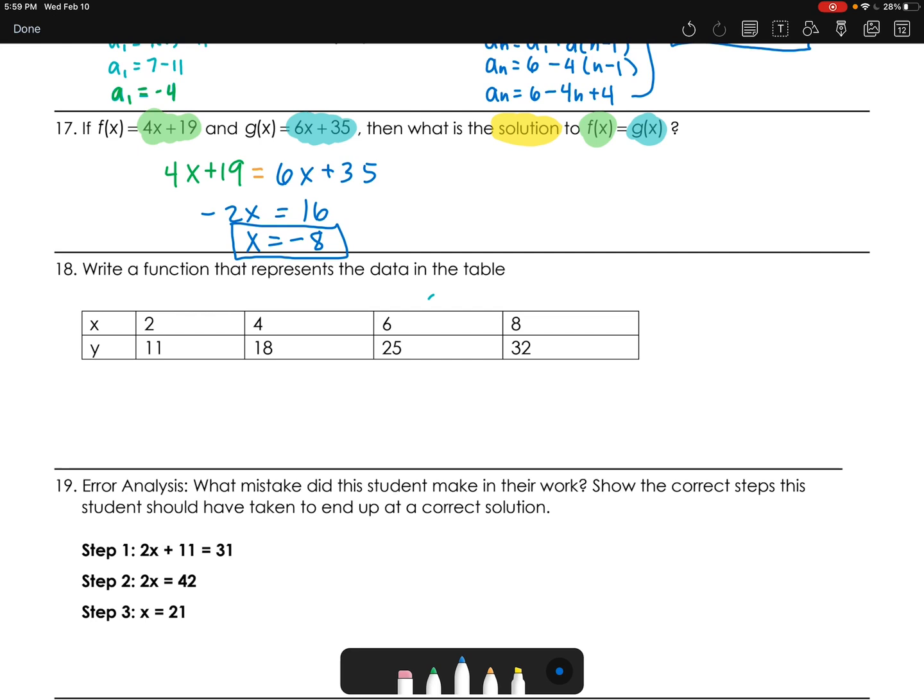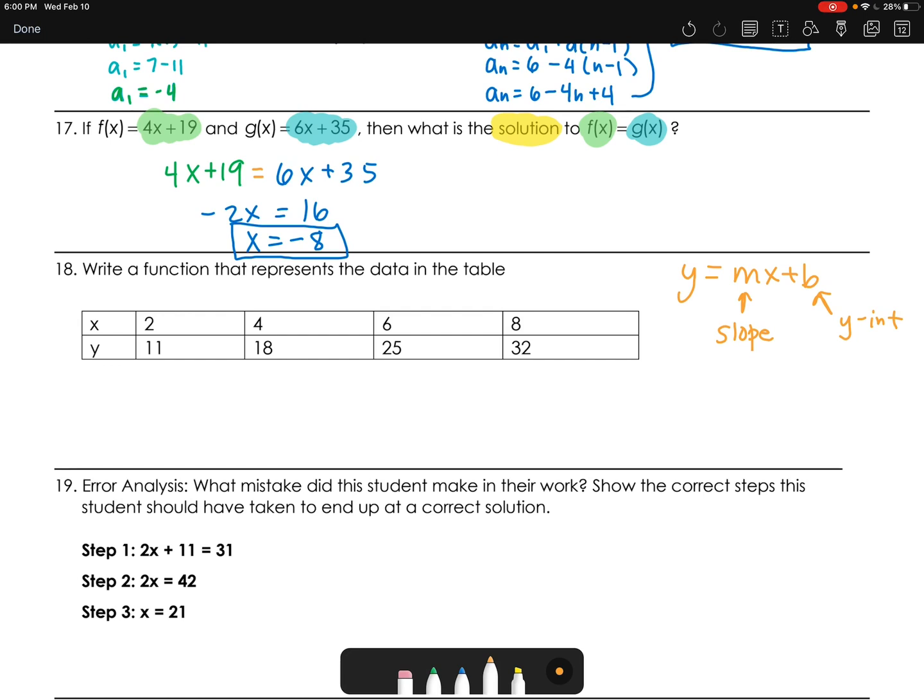Write a function, last two problems here. Write a function that represents the data in the table. Okay, so we have this table here, and I need to write a function, right? And so remember, we've learned a function is y equals mx plus b, right? Where m is the slope and b is the y-intercept, right?